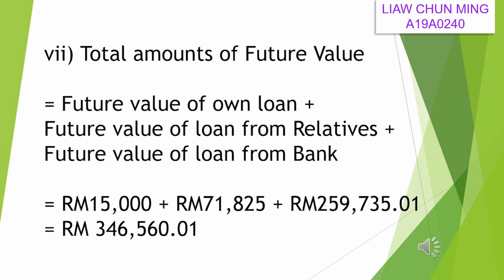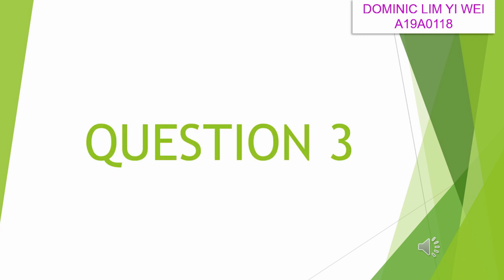For the total amount of future value, we use the future value of the own loan plus the future value of the loan from relative and from bank. So we get the total of 346,560 and 1 cent. Thank you, Chun Ming.